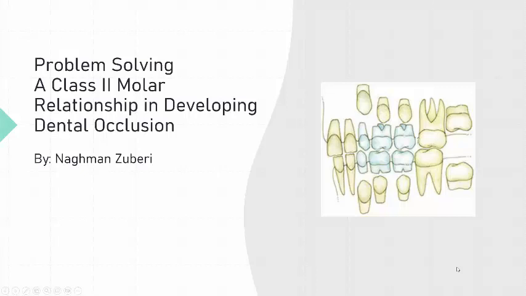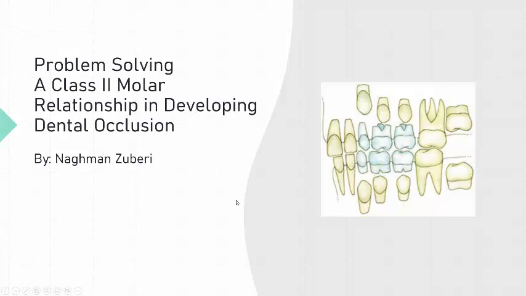Hello guys. In this lecture we will be discussing a question which is asked many times on different forums on the internet and may probably come in your board exam. It is about a situation in the developing dental occlusion when the child is maybe 7 or 8 years old and their molar relationship is going towards class 2.